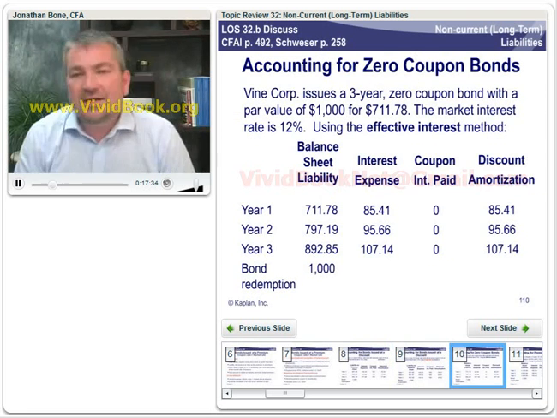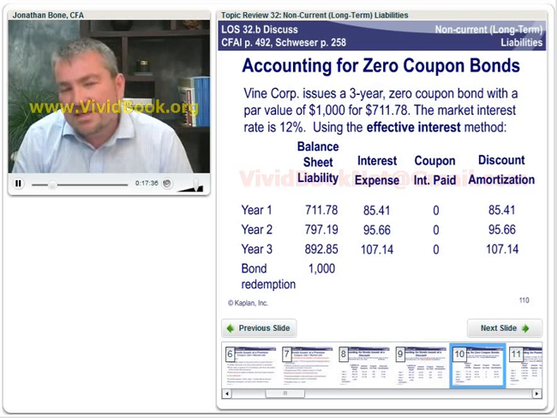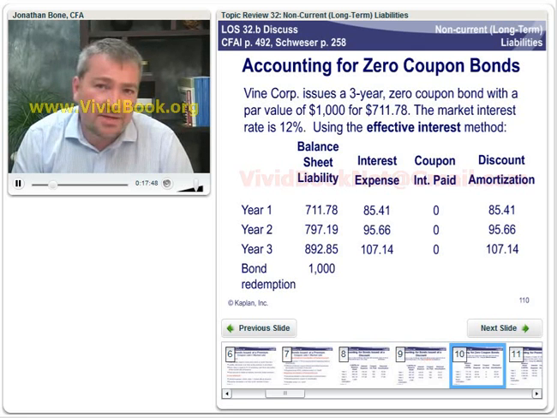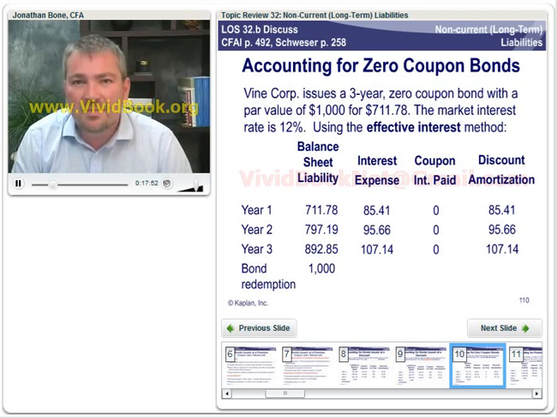Let's have a look at a zero coupon bond, because this does raise the idea that even though there is no coupon on a zero coupon bond, we'll still see interest in the income statement. Why? Well, because by default, zero coupon bonds are issued at a discount, and therefore we're going to spread that discount over the life of the bond. So let's have a look at our example.